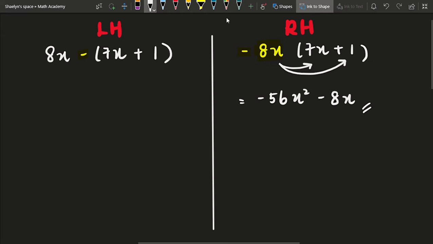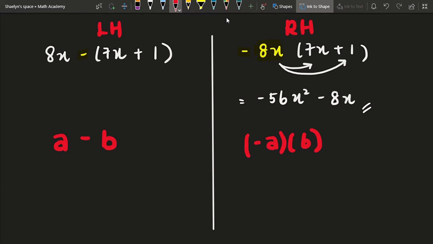But today the main focus is on the left hand side. It is not actually an expansion, I would say. Why do I say so? Because if you look at the format of how it is written, it is something like a minus b, where a represents 8x and b is the whole bracket. And how about the right hand side? It is actually like a multiplied with b, with a negative in front of a, so it's something like negative a multiplied with b.